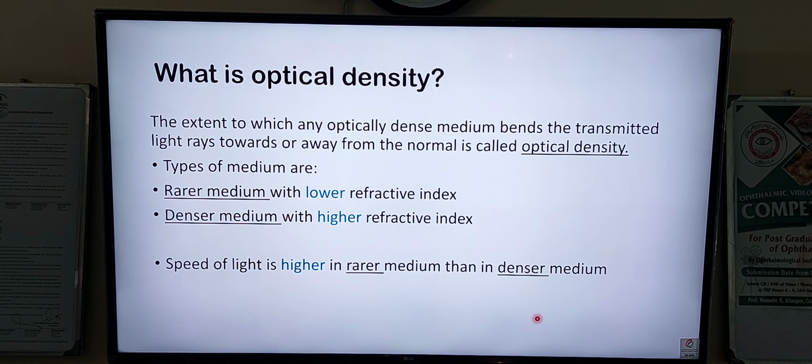There are rarer medium which have lower refractive index and denser medium which have higher refractive index. Speed of light जो है वो किस में ज्यादा होगी? रेयर मीडियम के अंदर, जिसकी ऑप्टिकल डेंसिटी जो है वो क्या है? कम है, ठीक है, as compared to the medium which has higher density.